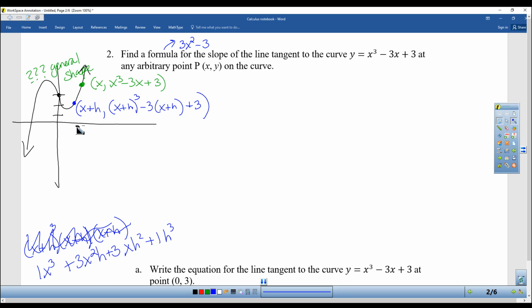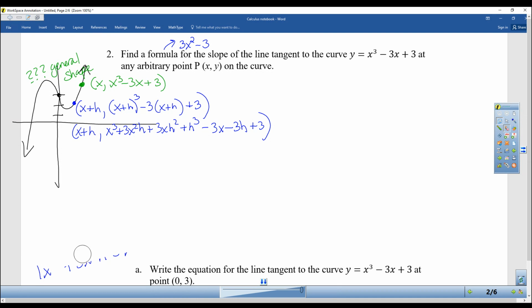All right, so I'm going to expand this to x cubed plus 3x squared h plus 3xh squared plus h cubed. And I didn't even get to this part yet. Minus, now I'm going to do this part. 3x minus 3h, another place to go wrong is that minus, distribute the negative, plus 3. And believe it or not, that does not simplify. So we're just going to go from here.